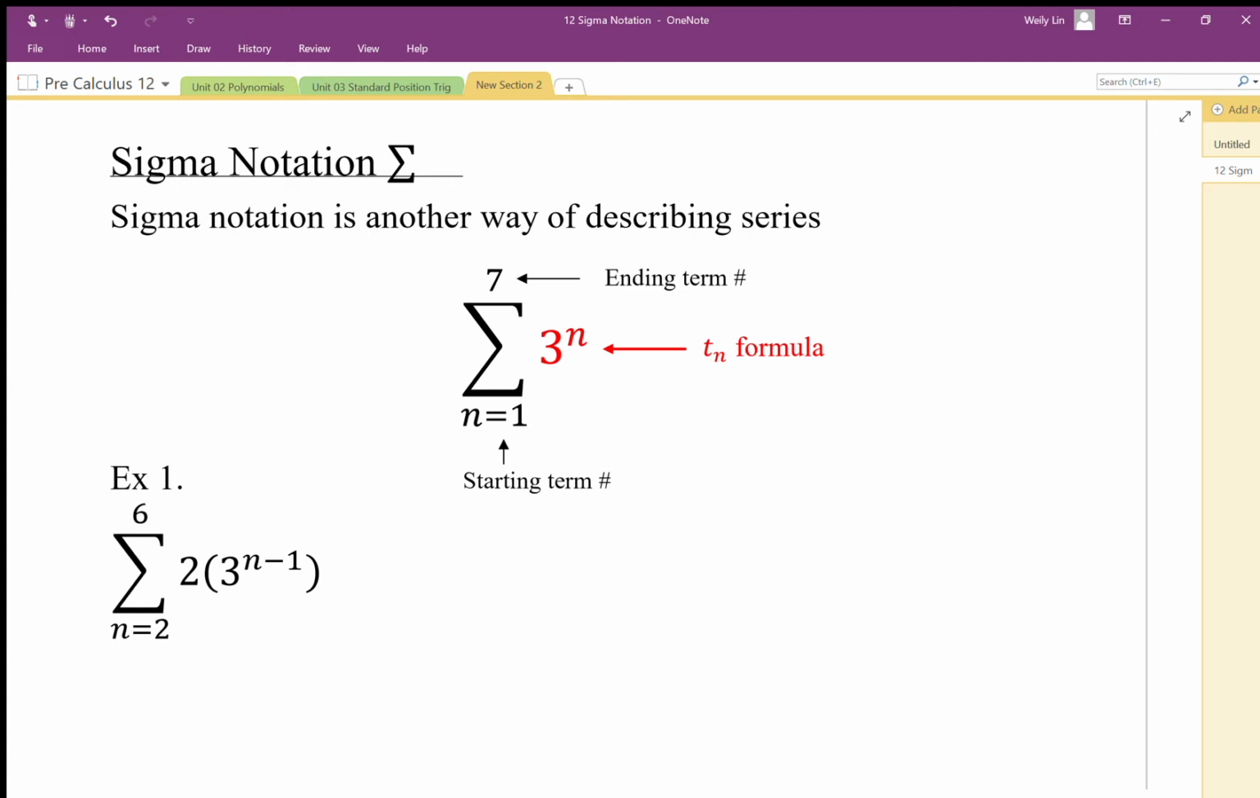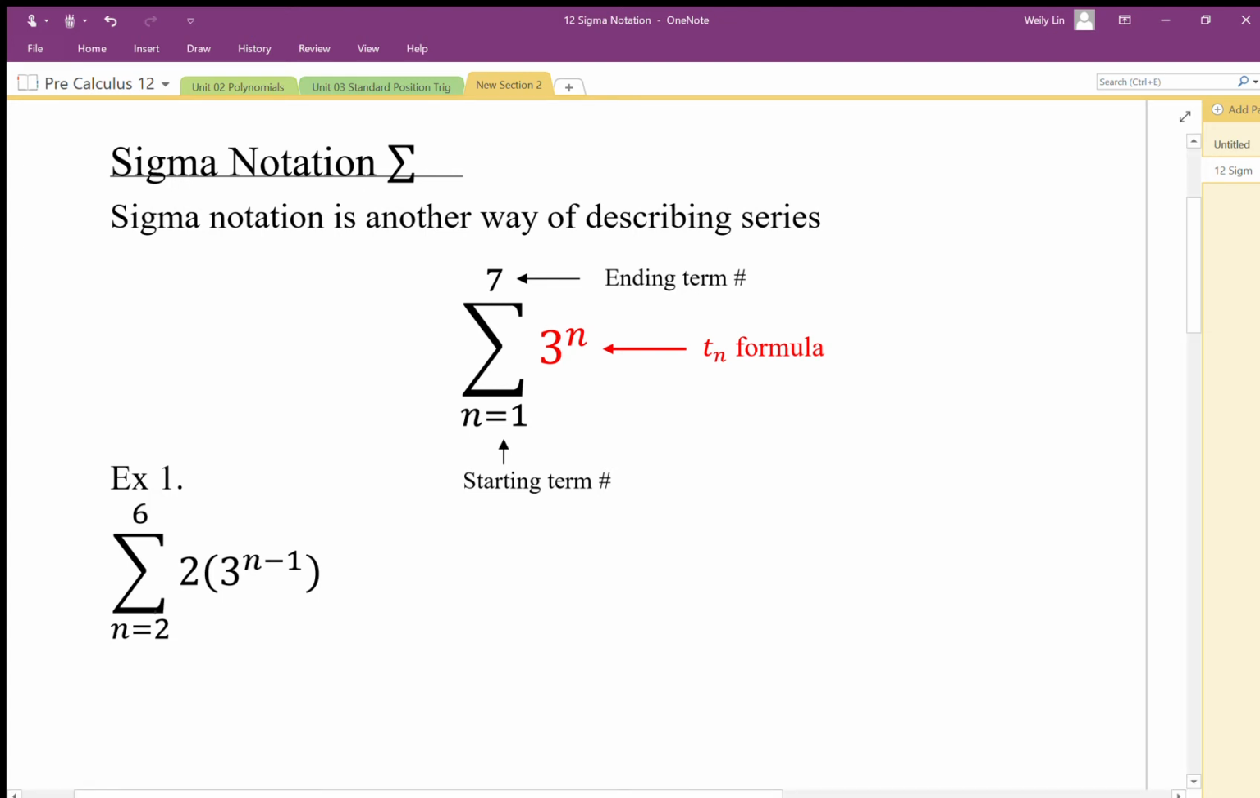So the way sigma notation works is that we have our Tn formula. This is going to generate all the terms. The number down here tells us which term we're going to start at. We could start at 1, we could start at 0, we could start at 18, it doesn't really matter. And this tells us where we're going to end, the term number that we're going to end at. So essentially it tells us how many terms we're going to add up. So how does this work?